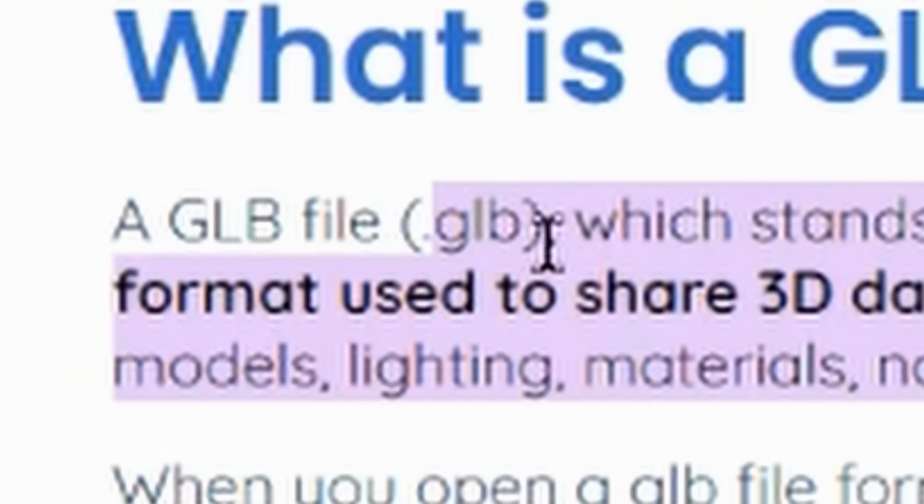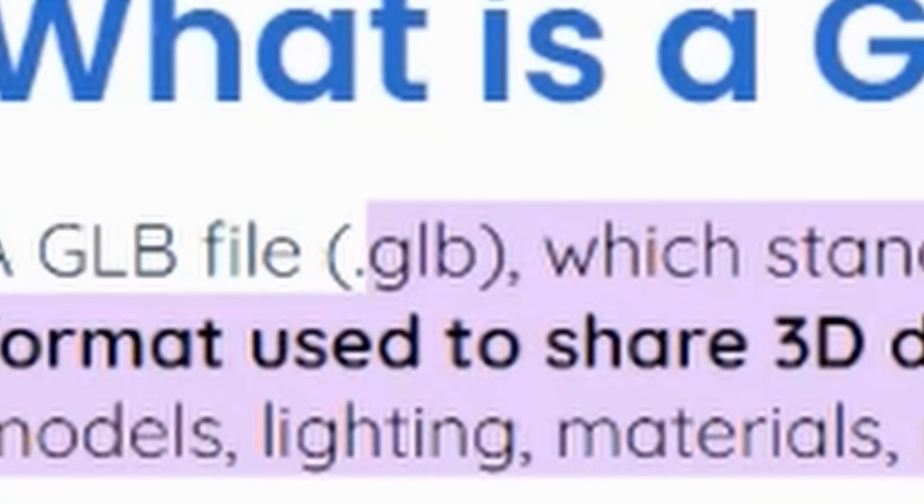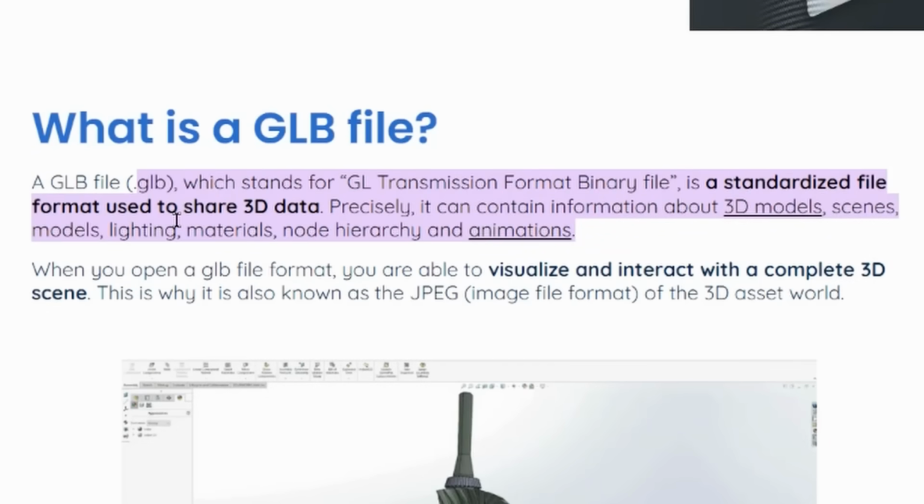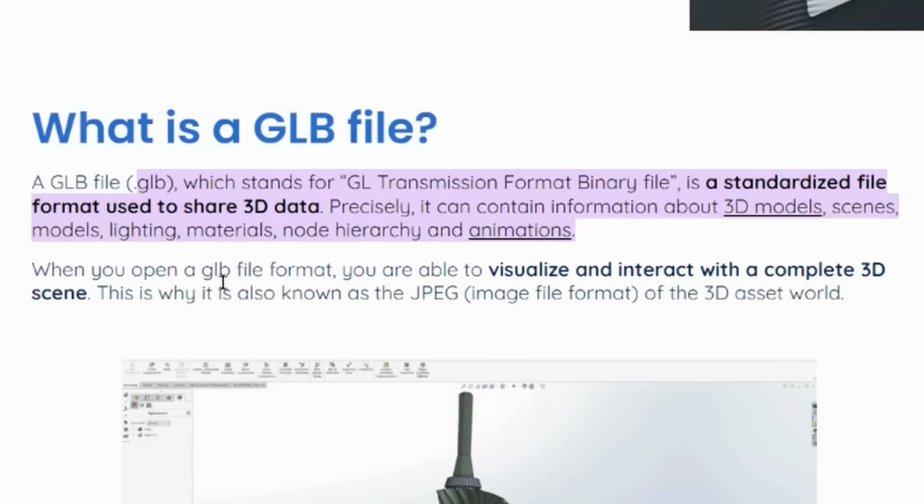It's a little bit awkwardly cropping out that parenthesis over there, but that's okay. A GLB file, which stands for GL Transmission Format Binary File. That's not what it stands for, but I mean, whatever. Anyway, which stands for GL Transmission Format Binary File is a, what is this sentence? It's a standardized file format used to share 3D data. Precisely, it can contain information about 3D models, scenes, models, lighting, materials, node hierarchy, and animations. When you open a GLB file format, I don't open formats, I open files, but okay. When you open a GLB file format, you are able to visualize and interact with a complete 3D scene. Well, it depends on what you open it in, but okay.